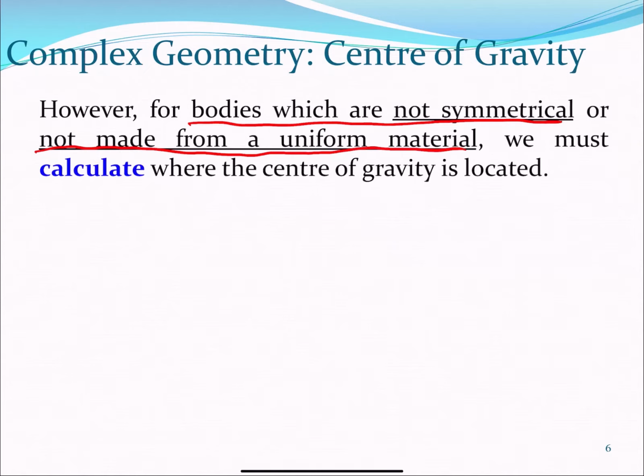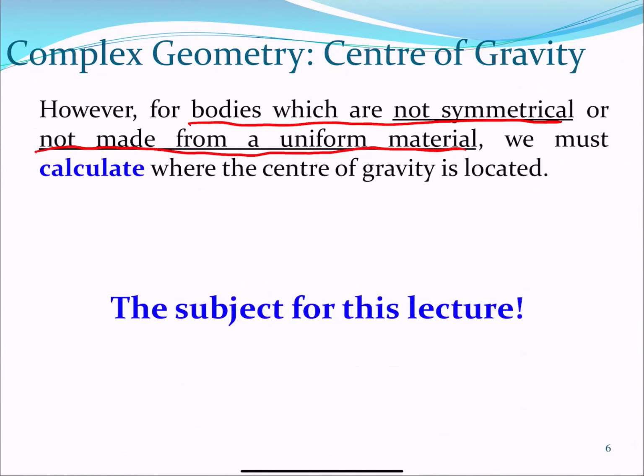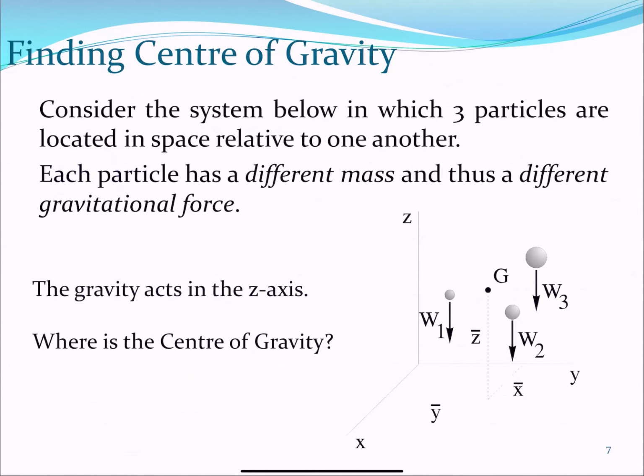So we need to calculate where the center of gravity is located. This is the subject of this set of lectures. Now, consider the system that we are showing in this figure, and this system is made up of 3 particles. And these 3 particles, as evidenced by their apparent sizes, may be made of different masses.